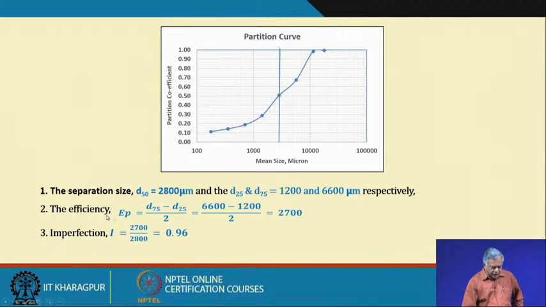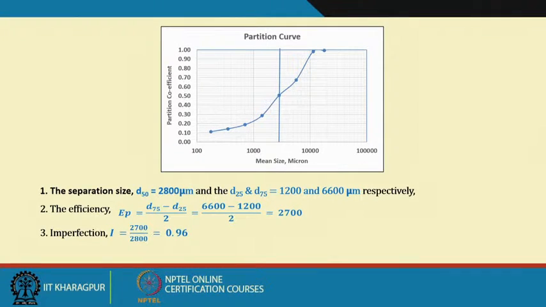So, now the efficiency EP is equal to (D75 minus D25) divided by 2. So, that is (6600 minus 1200) divided by 2, which is 2700. So, that means the Ecart probable here is 2700. But because there is no upper limit for this, it is very difficult to assess whether my screen is doing its job in a proper manner or not.